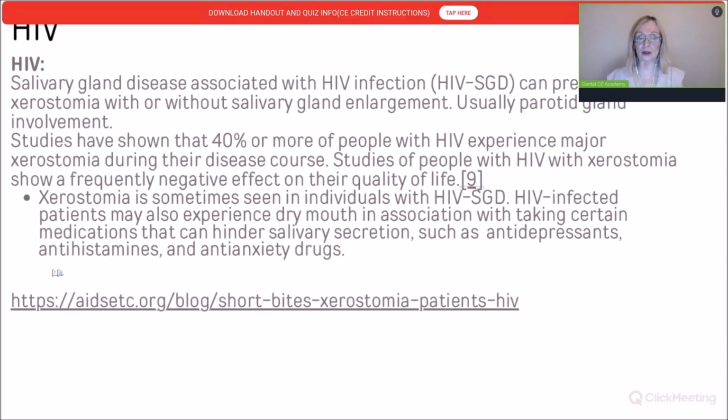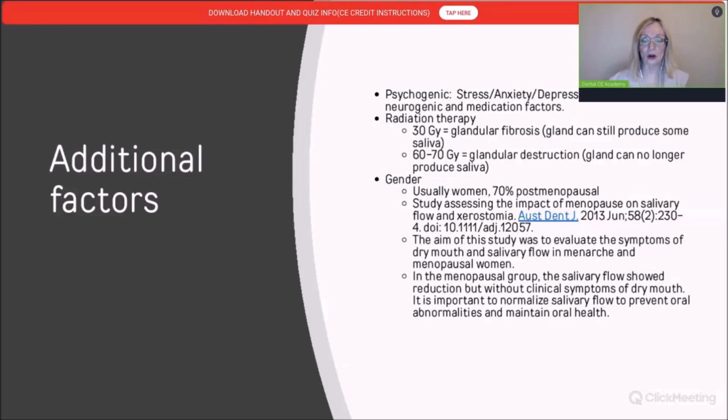Kidney disease, renal failure, salivary gland disease here. Studies have shown that 40% or more of people with HIV experience major xerostomia during the disease course, all right? And it can negatively impact their lives. Now, I certainly saw my fair share of HIV patients at UCSF in the 1990s, and that's very true. And oftentimes it was the parotid gland that was involved. It can also be the medications that they're taking or both.